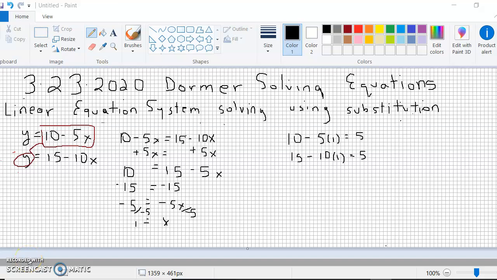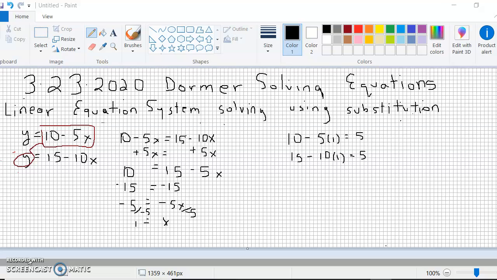Okay, this is the last section that we're going to do today. This is March 23rd, 2020, solving equations. We're looking at the linear equation system solving using substitution. And again, you have your math notebook and you are going to write this down so that you can have an understanding of what to do and how to go about doing it.